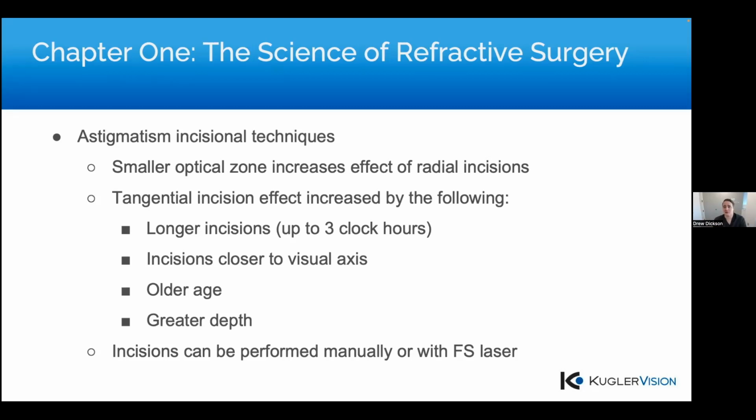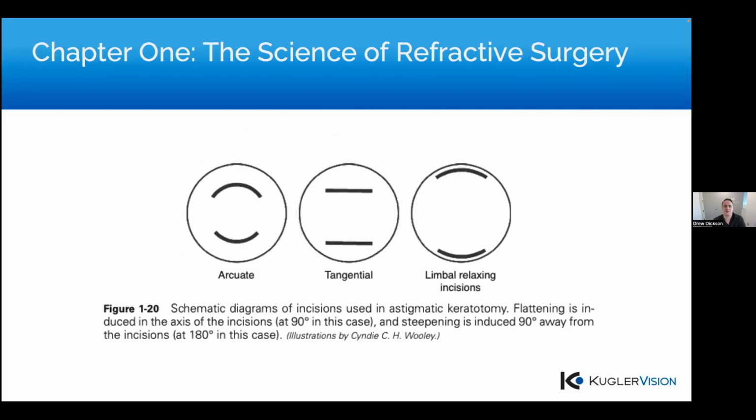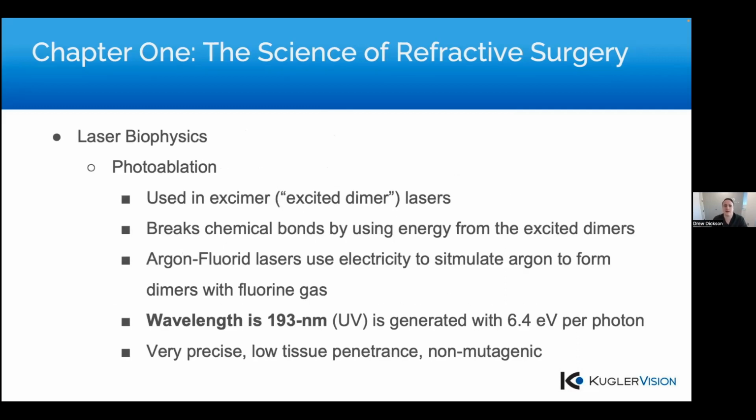These incisions, oftentimes now when they're combined with cataract surgery, are performed with a femtosecond laser at our practice, but we still perform lots of manual arcuate incisions as well. And they're used in a variety of things that we'll talk about in a little bit. But this is just a diagram showing some of these peripheral incisions. You have arcuate, tangential, or limbal relaxing. We'll talk a little bit more of that in chapter 3, but some of those concepts are important to understand before we get to that.